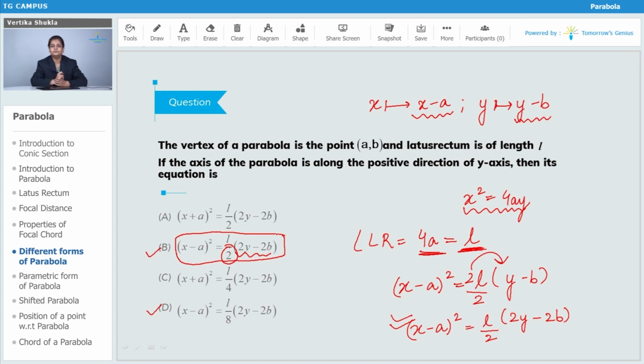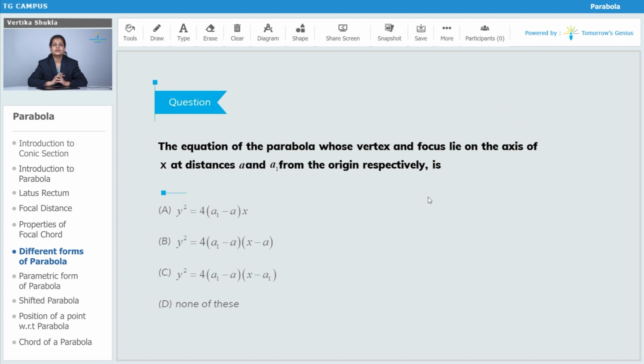The question we are discussing now says: the equation of a parabola whose vertex and focus lie on the x-axis at distances a and a1 from the origin respectively is? What is given in the question? That the axis is the x-axis. In which kind of parabolas is the axis the x-axis? In the parabolas y² = 4ax and y² = -4ax. They are saying that the axis is the x-axis and the vertex and the focus are at a distance of a and a1 units from the origin.